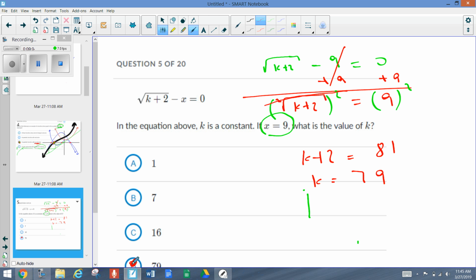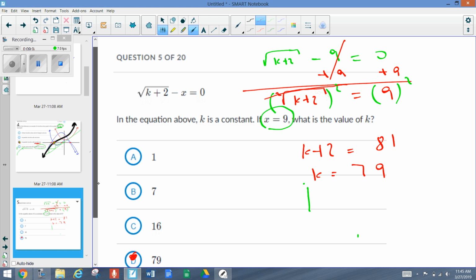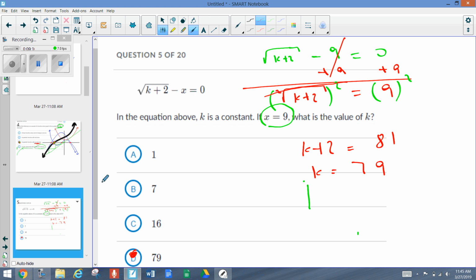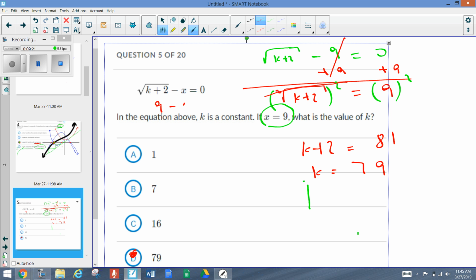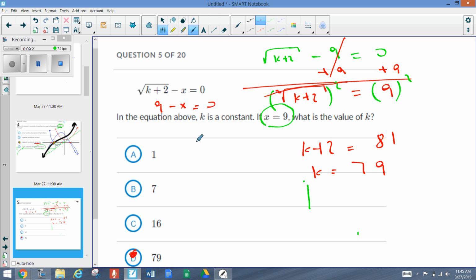But I wouldn't do this because there's a shorter way. Since this is a test technique, yes, you're right. Just plug it in. So when you plug in 79 for k, 79 plus 2 is equal to 81, right? Root 81 is equal to 9. 9 minus x is equal to 0. So 9 minus what makes 0? 9. So that satisfies. Answer is this.